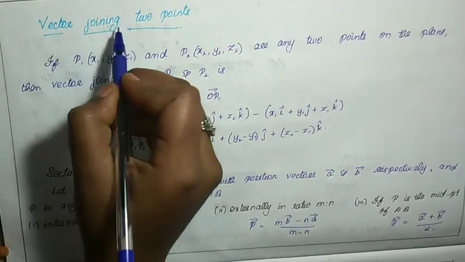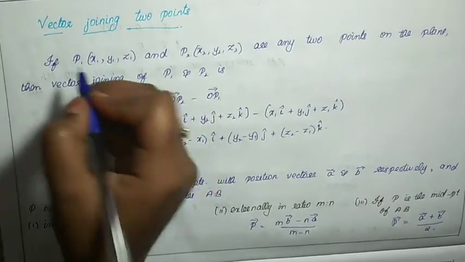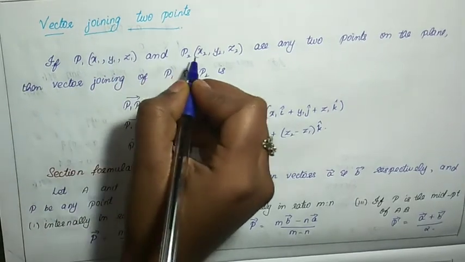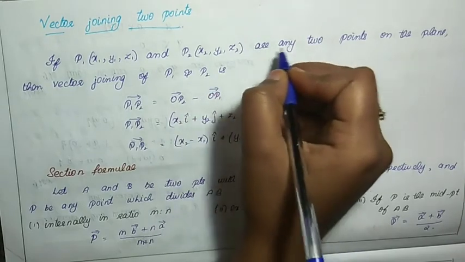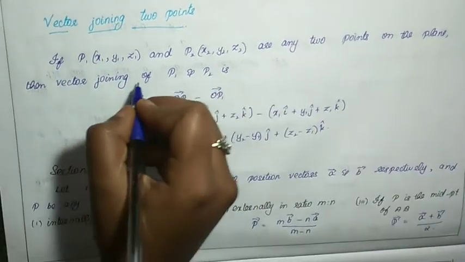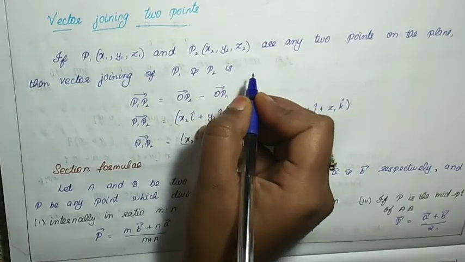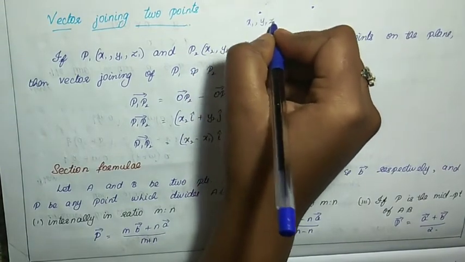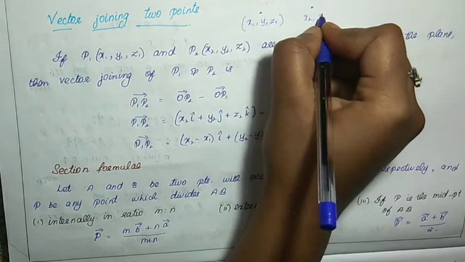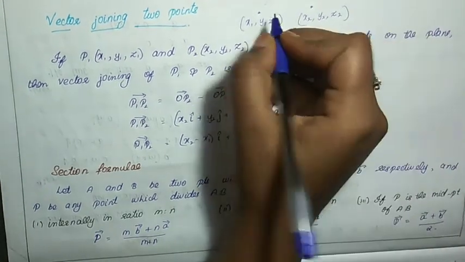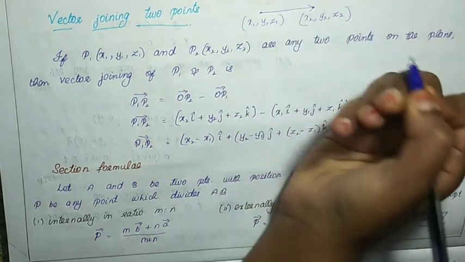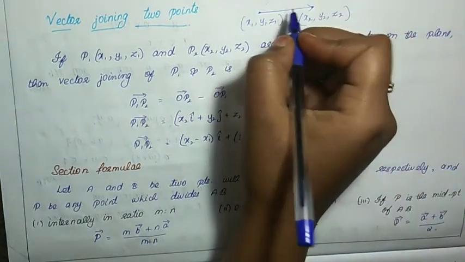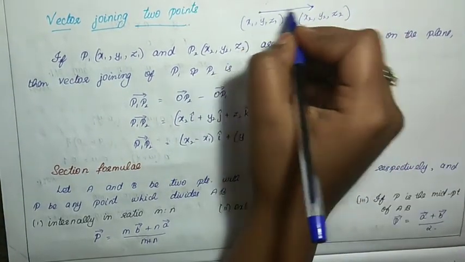Now we are going to learn the vector joining two points. We are considering two points P1 and P2. If P1 (x1, y1, z1) and P2 (x2, y2, z2) are any two points in the plane, then the vector joining P1 and P2 is, so two points will be given. They're saying that this vector is joining these two points. Then how to calculate it? We should have one vector, right? So how to calculate the vector joining these two points?